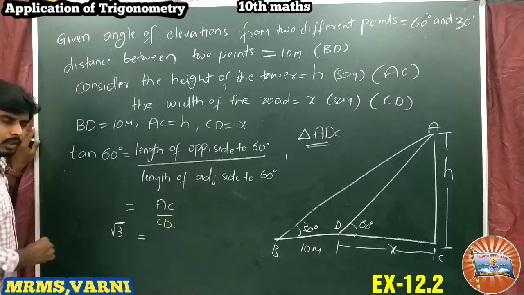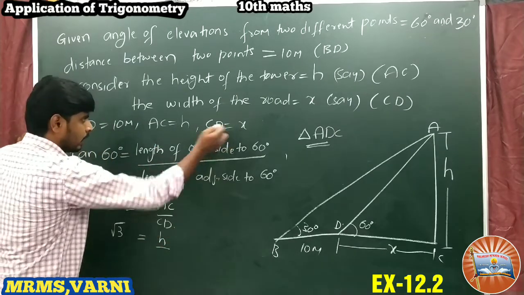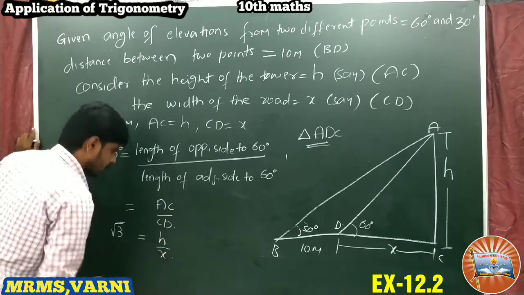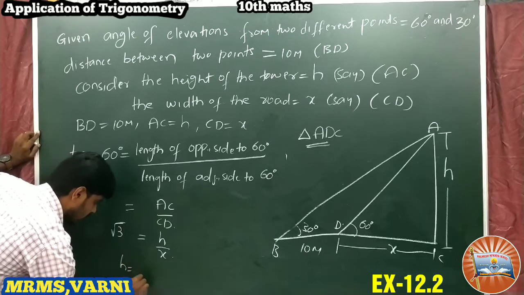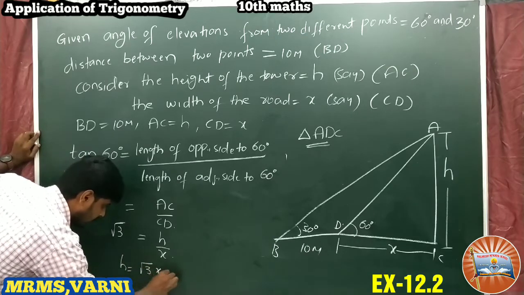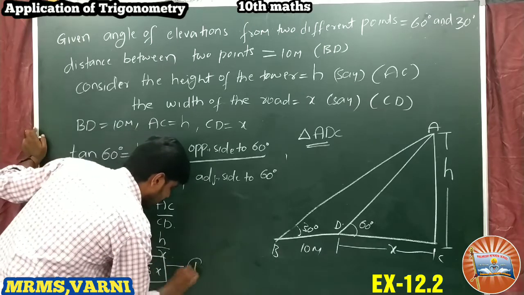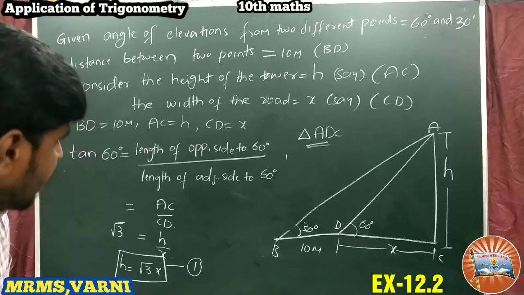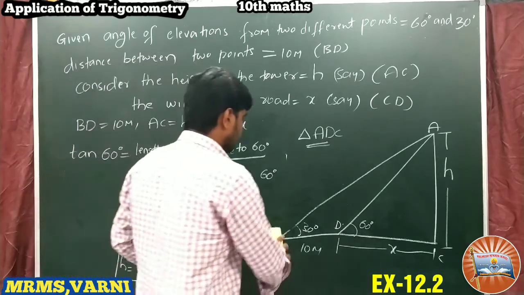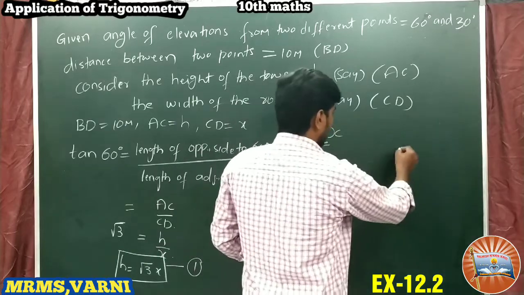Tan 60 is root 3, AC value we have h here, and CD value x. So suppose take the cross multiplication, h is equals to root 3 x we got. Okay, let us consider this equation 1. Right, I will erase this and take the diagram on the top of this board here.